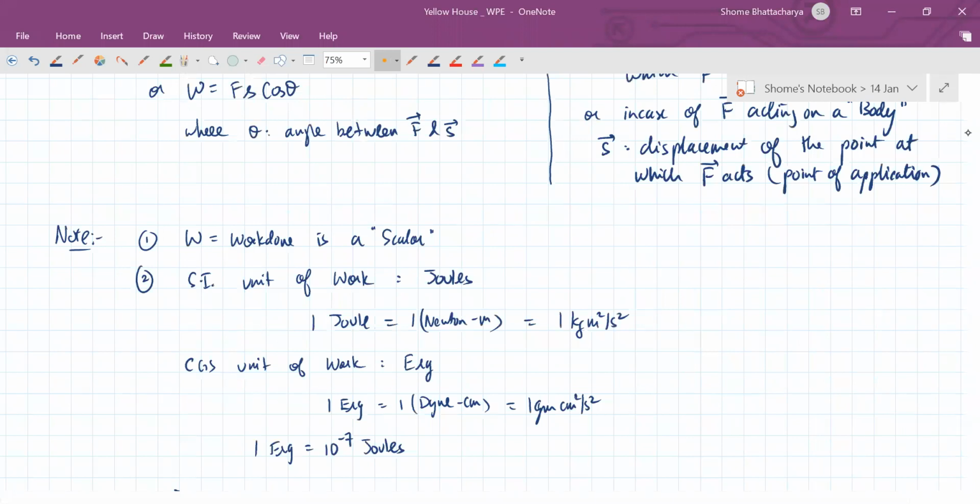The difference between the two things, what is the displacement of the body versus what is the displacement of the point of application, can come in a situation where instead of the force acting on a particle, it is acting on a rigid body, or for that matter a non-rigid body also, like an elastic body. I'll come to that.